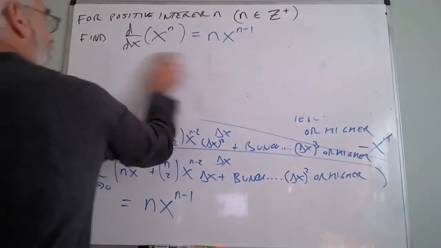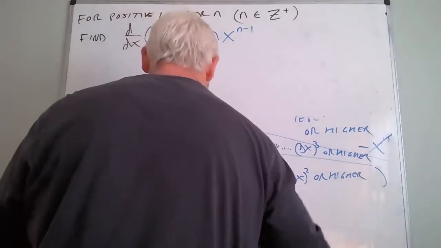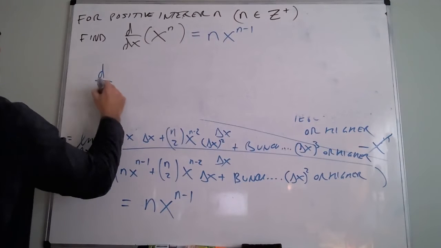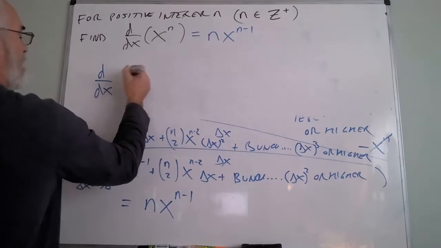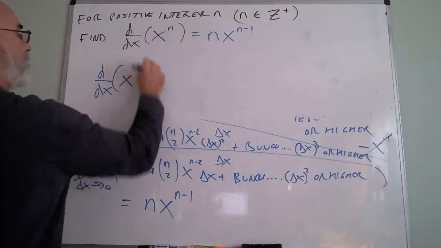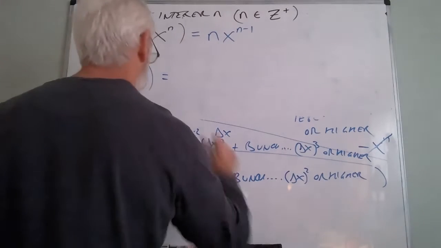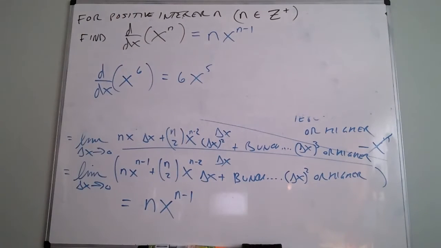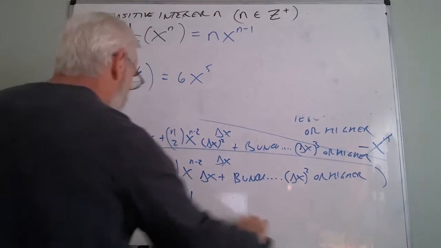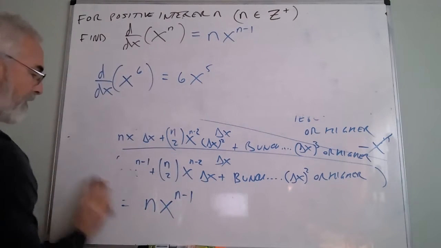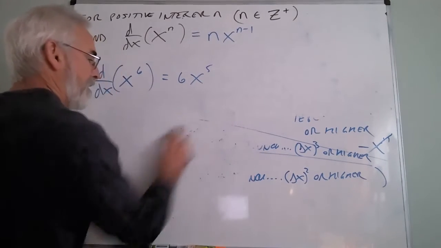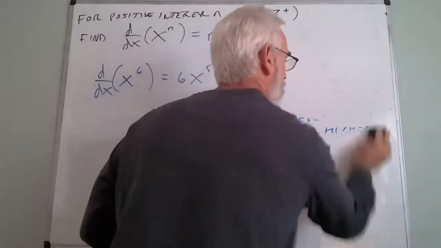And I just want you to get used to the notation also. So if I said, find the derivative of, keep it simple, x to the 6th power, that would just be 6x to the 5th. That's it. I don't need to do anything else. I do not need to use any theorems, any formulas. This formula we just derived will work for all positive integers in the exponent position.